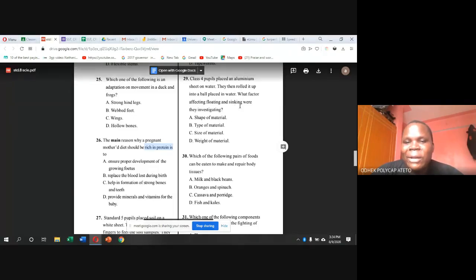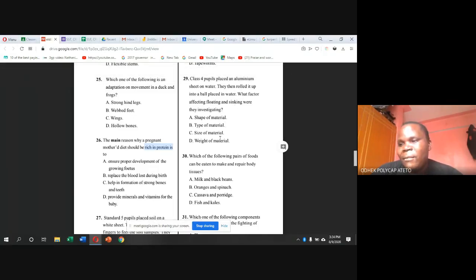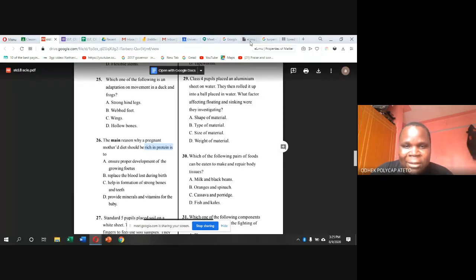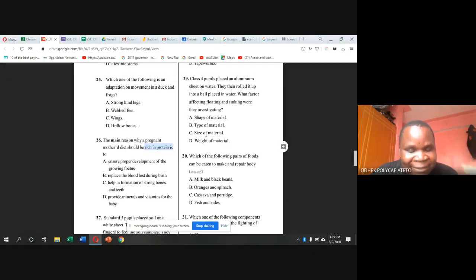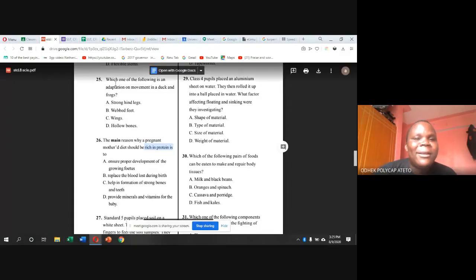So what are we talking about? The shape of the material. Because it was in sheet form, it was floating. When it's in ball form, now it is sinking. So that one is the shape. Remember, we have shape, material, and size. Those are the main things that we need to investigate when we come to factors affecting sinking and floating, whereas we will conclude that size does not affect sinking and floating. Correct? Next.